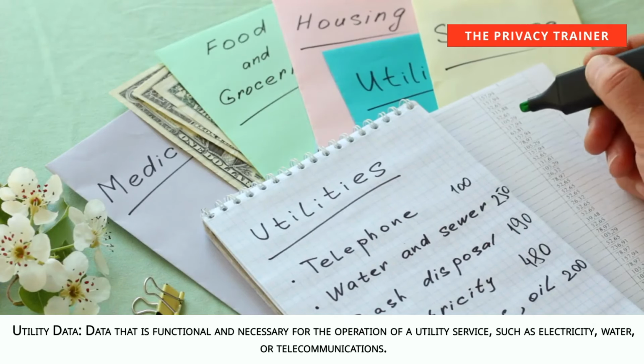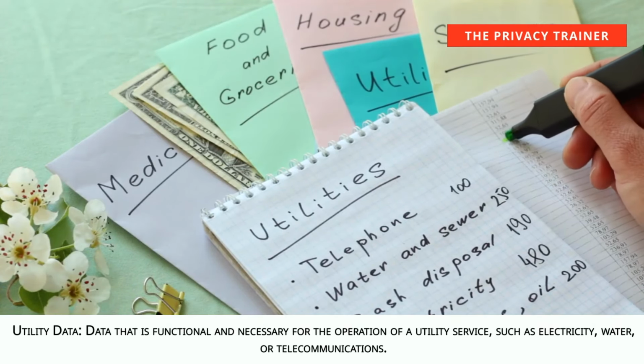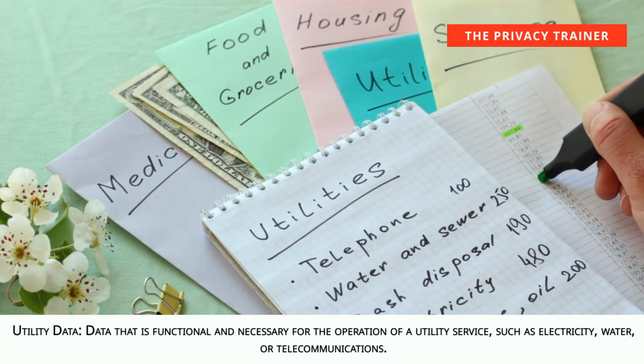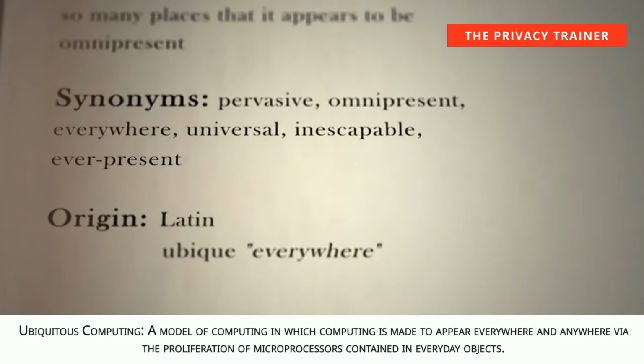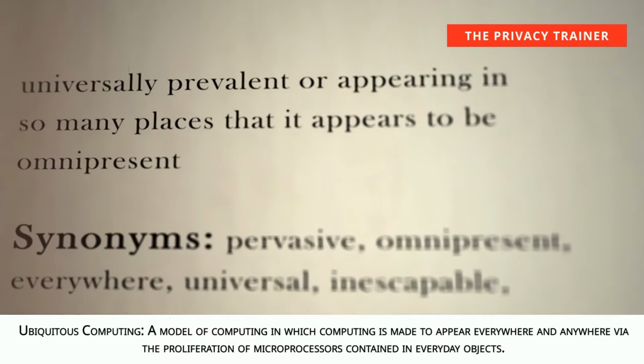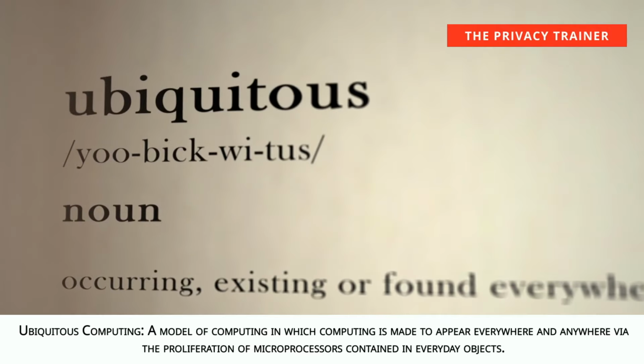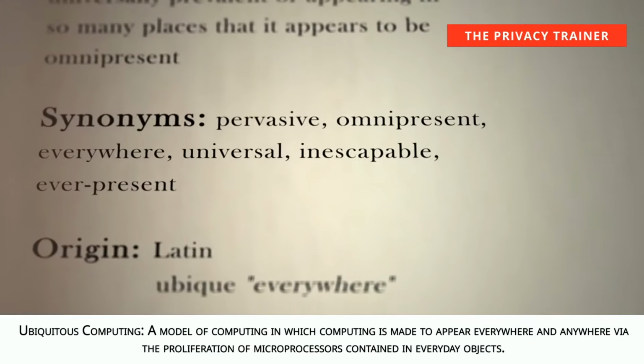Utility data, data that is functional and necessary for the operation of a utility service, such as electricity, water, or telecommunications. Ubiquitous computing, a model of computing in which computing is made to appear everywhere and anywhere via the proliferation of microprocessors contained in everyday objects.